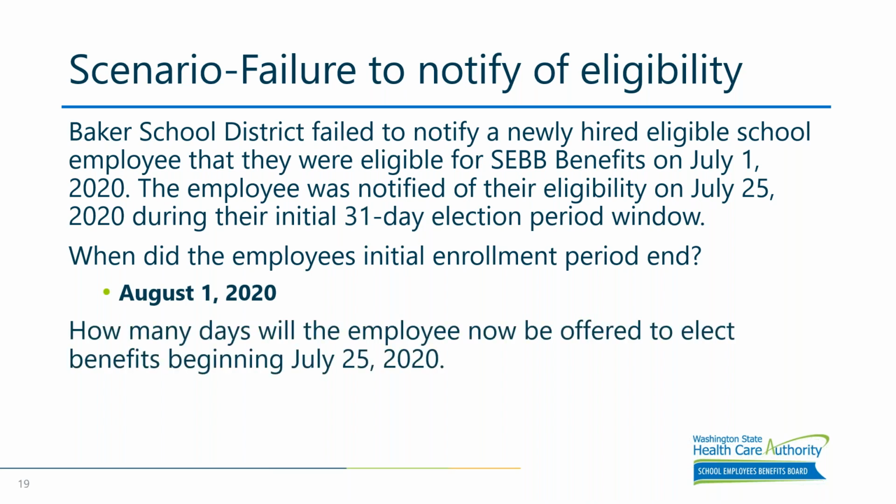So how many days will that employee now be offered to elect benefits beginning July 25th? So since it was during their initial 31-day election period that this error was noticed, they would be offered at least 10 days, right? At least 10 days. So if you tell the employee, hey, July 30th, hey, you're eligible for benefits, you have a day or two to elect your benefits, that's not fair to the employee. So the policy 11-1 talks about at least 10-day enrollment period.